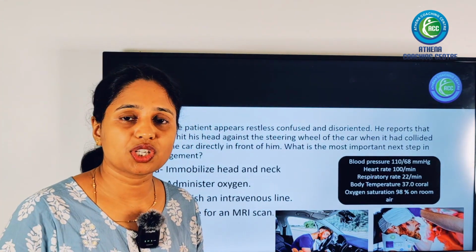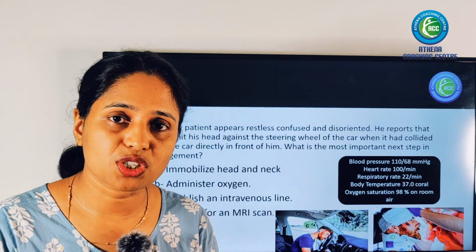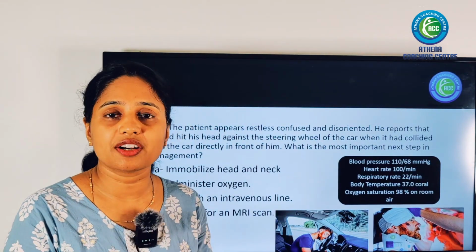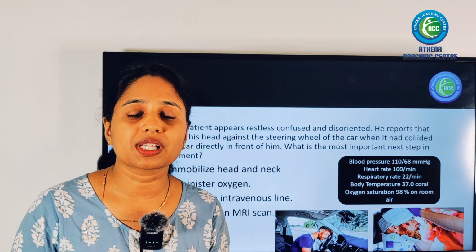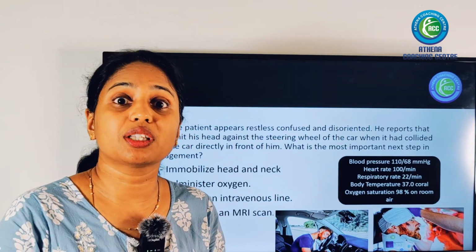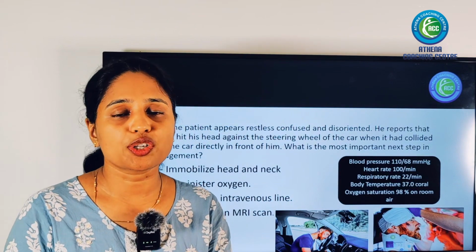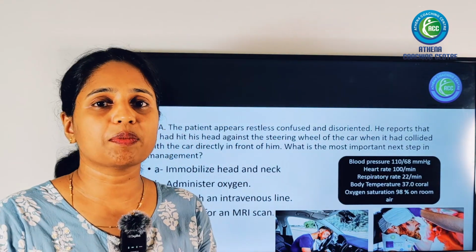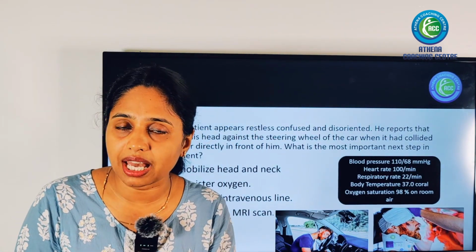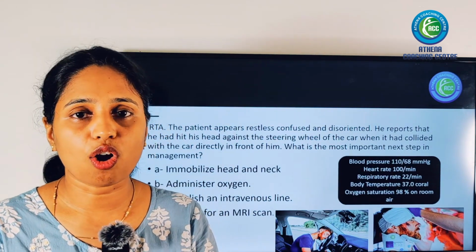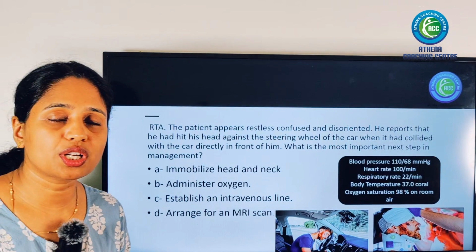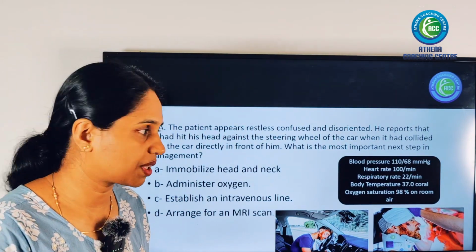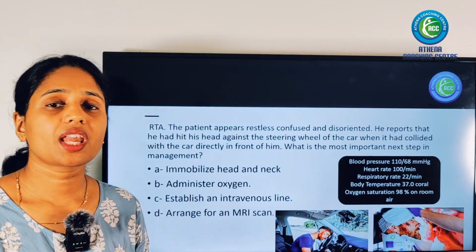While handling the patient or while changing the position of the patient, while securing the patient from the car seat to the stretcher, or while taking the patient into hospital, while shifting the patient from the stretcher to the hospital bed, always remember that you have to immobilize the head and neck of the patient. Why is immobilizing head and neck really important? To prevent further injury. Okay.